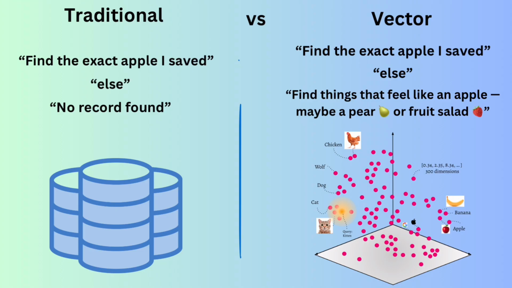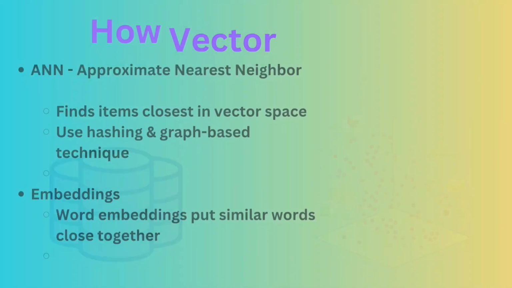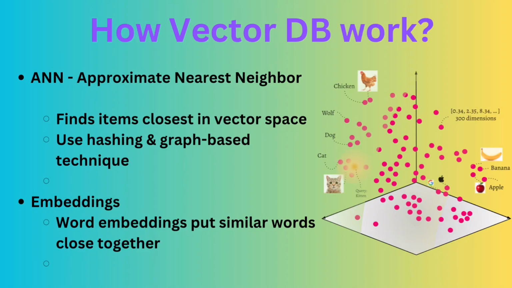Vector database works based on embedding and approximate nearest neighbors. Embedding is the brain of the database. Embeddings are like brain memory of a sentence. It means it is going to put similar words close together. Approximate nearest neighbor finds items closest in vector space using hashing and graph-based techniques.